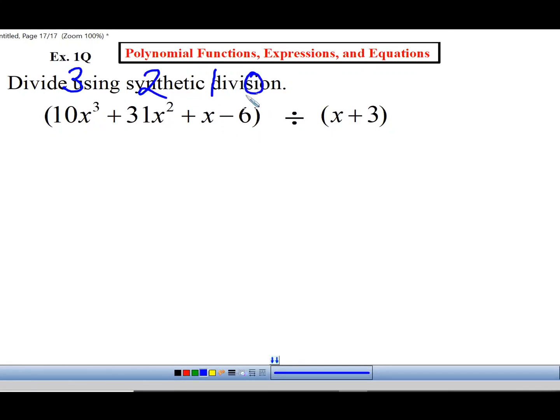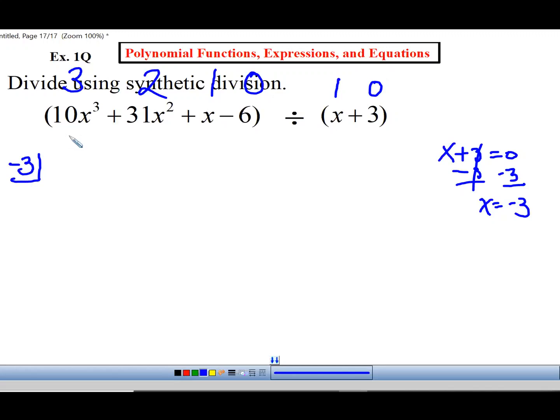Are there any degrees missing? No. Is it from highest to lowest degree? Yes, so it's in standard form. For the divisor, 1 degree, 0 degrees in the standard form, yes. Anything missing? No. You take the divisor, x plus 3 equal to 0, minus 3 minus 3. You solve for x, so x equals -3, and that's what we start with, our synthetic division. That's going to be our divisor.